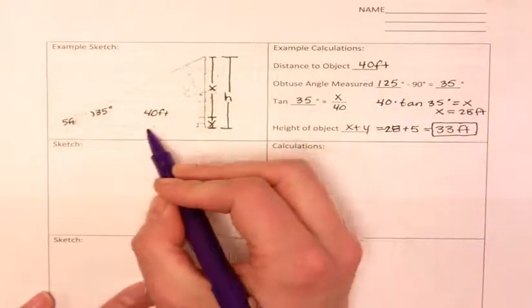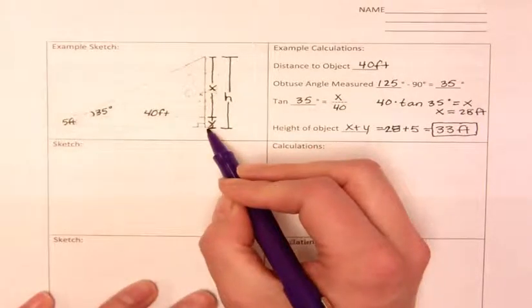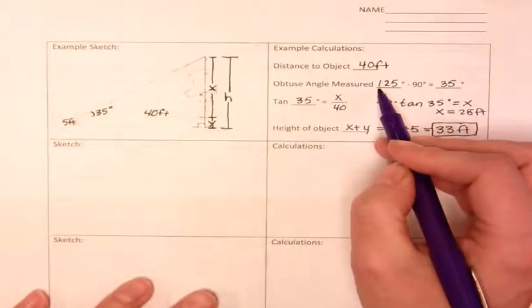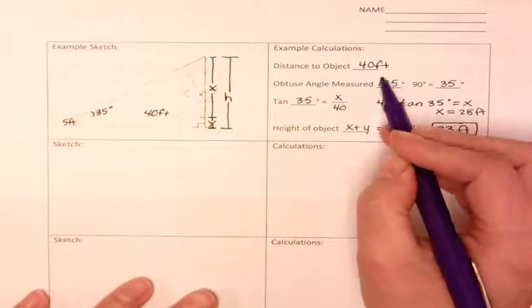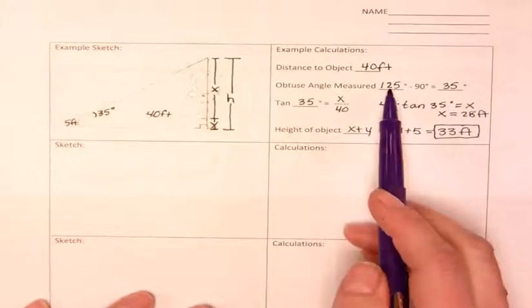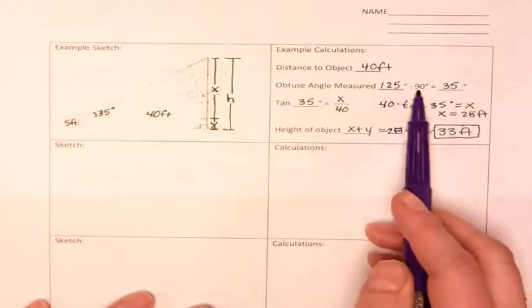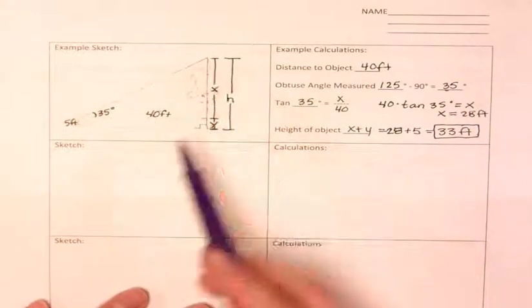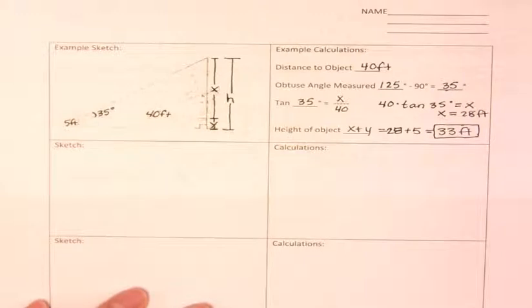I'm going to give you yardsticks to measure how far you're standing from the base of the object. You have to convert all this and measure the angle. If you have a yardstick, you can measure everything in yards, or you can choose to do it in feet. I would not recommend inches, because that's going to be really big. The obtuse angle measured minus 90 gives you your angle to work with, and then you draw your diagram and solve. Then check to make sure your answer is logical.